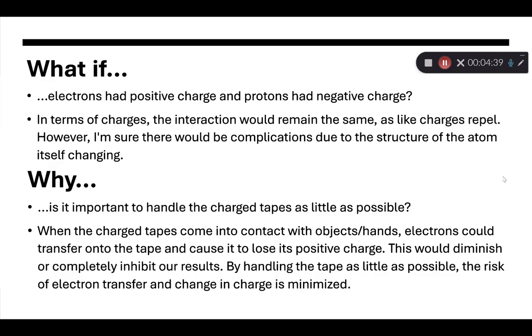But yeah, why is it important to handle the charged tapes as little as possible? When the charged tapes come into contact with other objects or hands, electrons could transfer onto the tape and cause it to lose its positive charge. This would diminish or completely inhibit our results. By handling the tape as little as possible, the risk of electron transfer and change in charge is minimized.